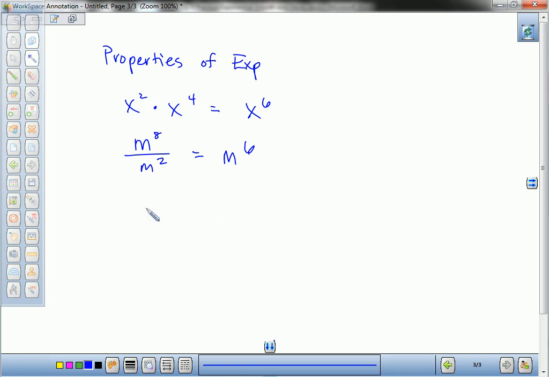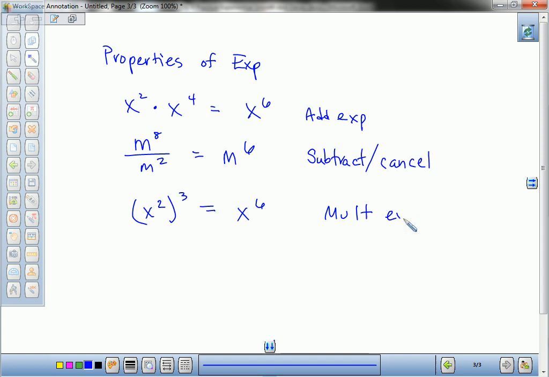Alright? When we raise a power to a power, what do you do with the exponents? Multiply them. Okay? So, multiply like bases, you add the exponents. Divide like bases, you subtract, or you can think of it as canceling. Power to a power, you're going to multiply the exponents. Okay, so that's what we did the first 2 days.